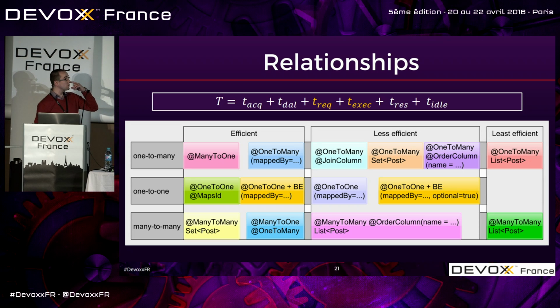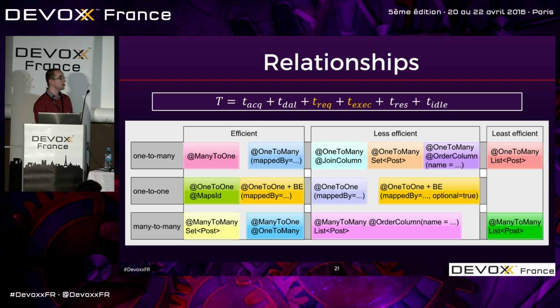If you are going to use bytecode enhancement, even the parent side one-to-one association is going to be fine. As for the many-to-many, if you're using a set, it's okay, but the best one is to just map the junction table and use 2 many-to-one and one-to-many relationships. The less efficient ones, you can see them there, they don't generate the most effective SQL queries.